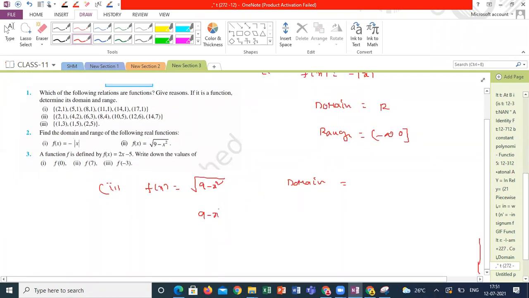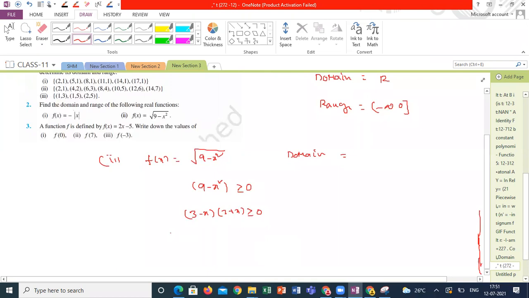That means 9 minus x square must be greater than or equal to 0. This can be written as (3 minus x)(3 plus x) greater than or equal to 0. When is this possible? When both are negative or when both are positive. Correct? So how will we define the x value? Inequality functions from grade 9. Minus 3 less than or equal to x less than or equal to 3.